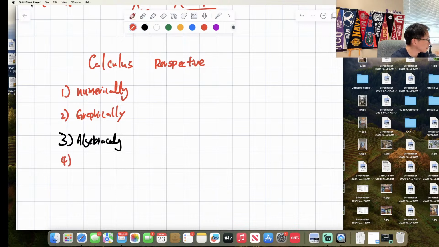Number 4 is really hard to do. And that's what I'm trying to challenge you guys to do: I'm trying to ask you to think about a graph without a graphing calculator. That's called analytical.